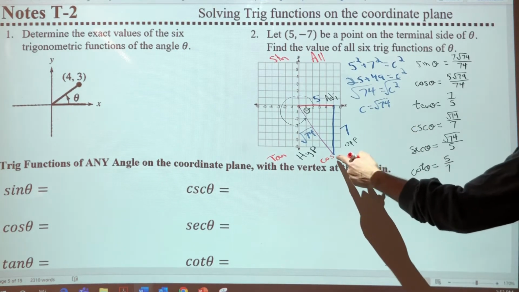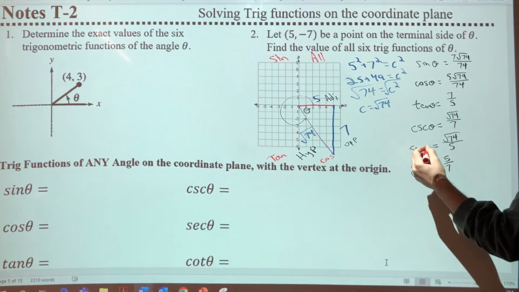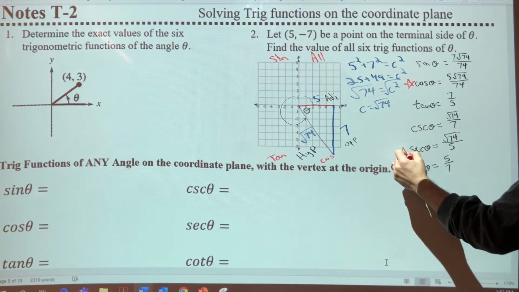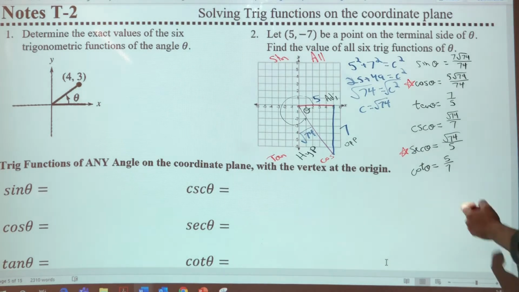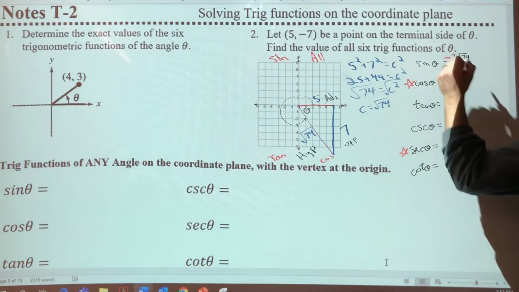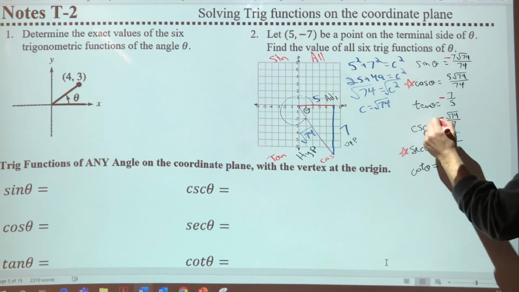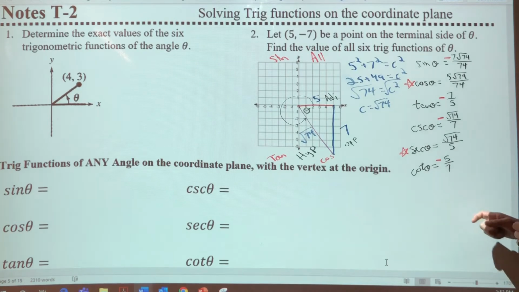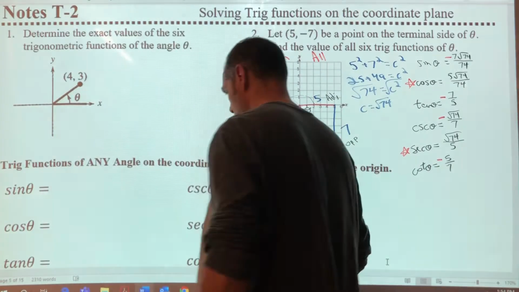So we're in quadrant 4, so cosine is positive, so cosine and secant, its reciprocal, are going to be positive. And all the other ones, sine, tangent, cosecant, because it's the reciprocal of sine, and cotangent, because it's the reciprocal of tangent, are going to be negative. Which leads us to these trig functions down there.